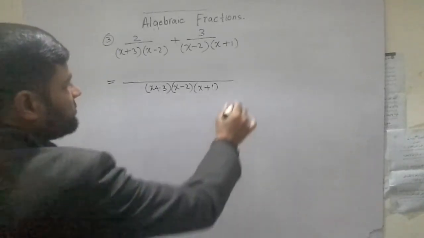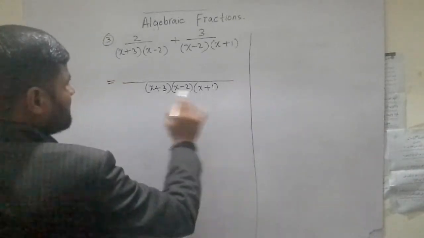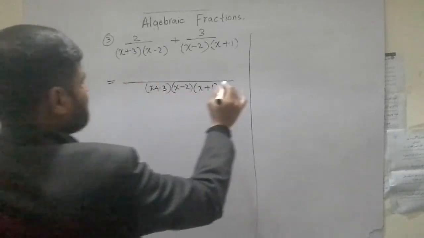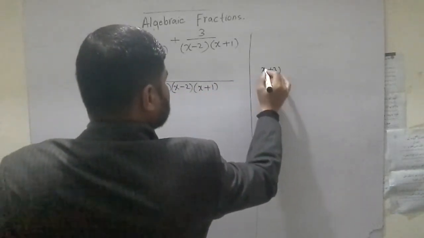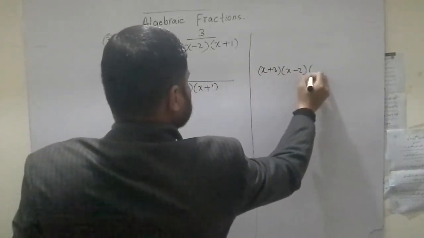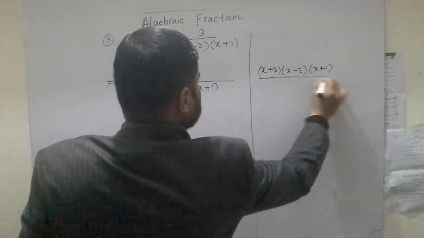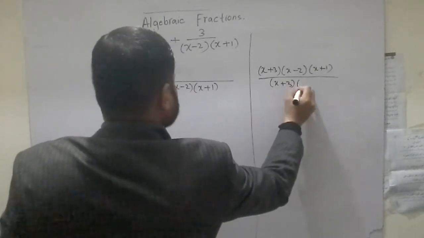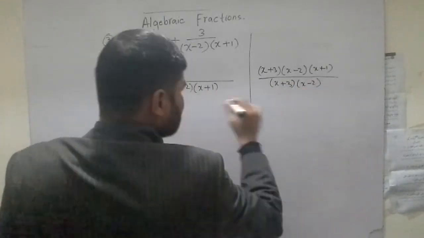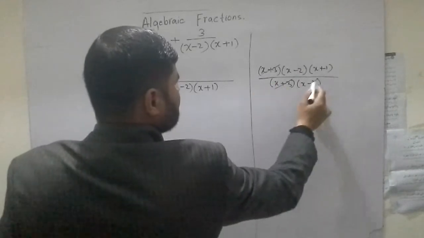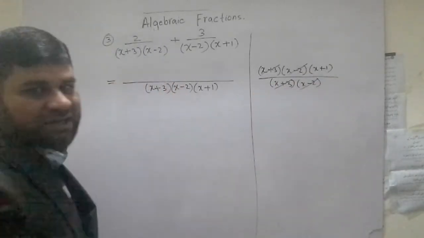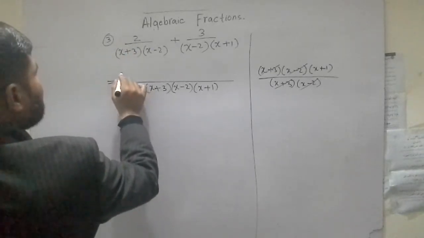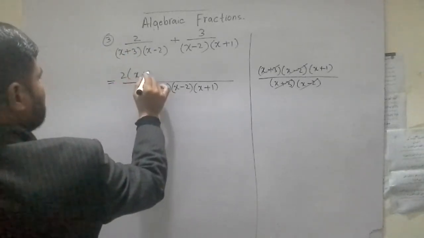Now we need to divide this LCM by the denominator of the first fraction. So x plus 3 into x minus 2 into x plus 1, divided by the denominator of the first fraction, x plus 3 into x minus 2. When you cancel out this x plus 3 with this one and x minus 2 with this one, you will be left with x plus 1. So x plus 1 will be multiplied with the numerator of the first fraction, 2 times x plus 1.